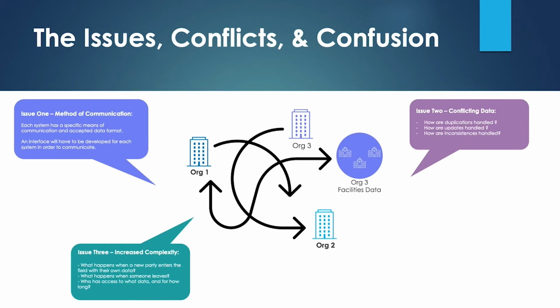The third issue would be increased complexity. What happens when a new organization or party enters and they have data that the other three do not? What happens when one organization leaves? Who has access to which parts of the data? Do they have access to all data, only a specific subset? How are these policies enforced?